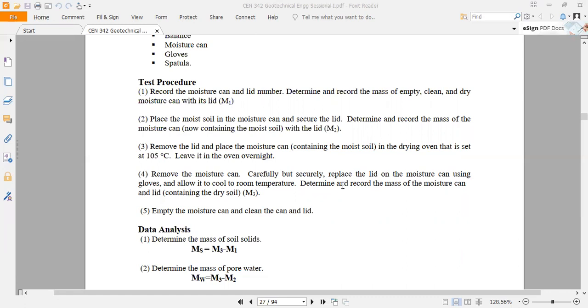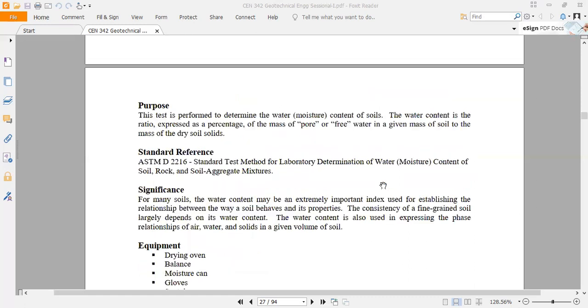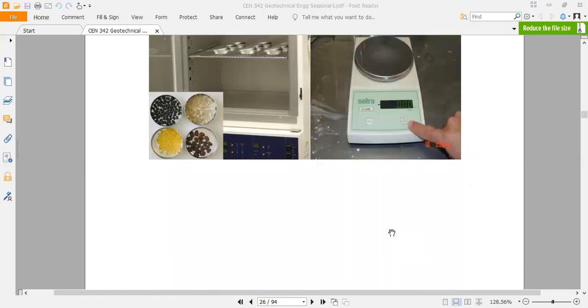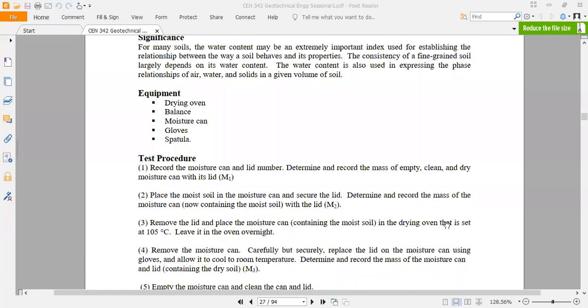Determine and record the mass of the moisture can and lid containing the dry soil, M3. Now after taking the can from the oven, we have to place the lid once again. Now we have to take another measurement, and this time you will notice there is no moisture at all in the soil sample. So we take another weight, that is M3.